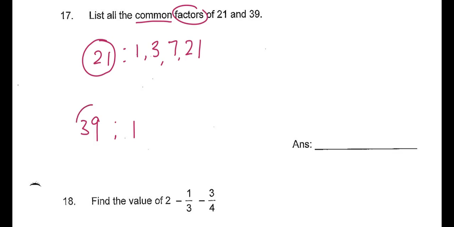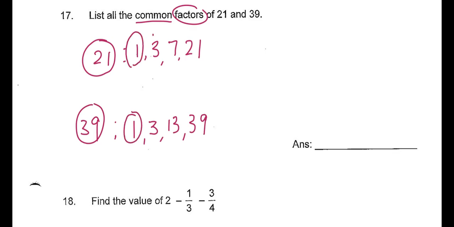Whereas for 39, let's look at 39, we have got factors 1, we have got factors 3 as well. We have no 4, no 5, no 6, no 7, no 8, no 9, no 10, no 11, no 12. But there's a 13, and then it goes all the way to 39. So the two common factors can only be 1 as well as 3. So the common factors will be 1 and 3.